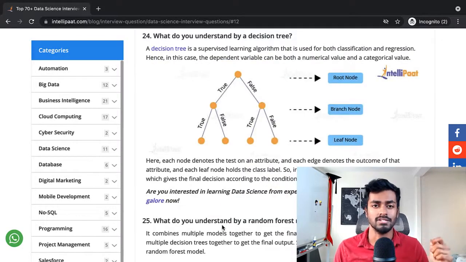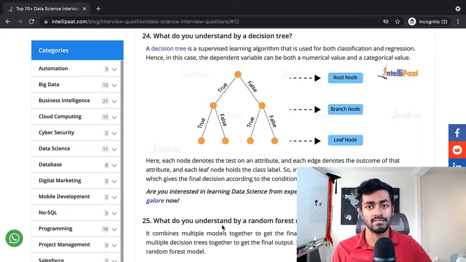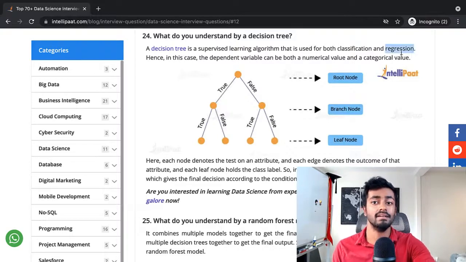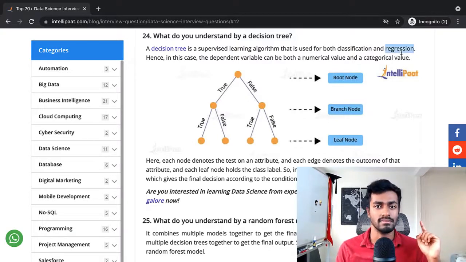What do you understand by decision tree? A decision tree is a supervised learning algorithm that is used for both classification and regression. Now, this is actually pretty true. Decision trees are also used for regression.